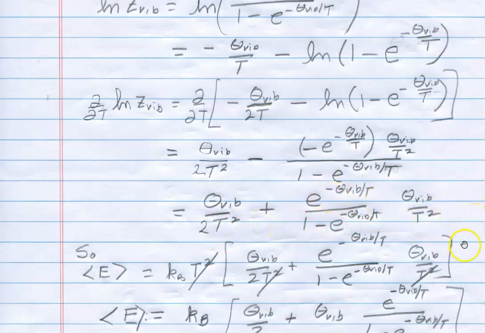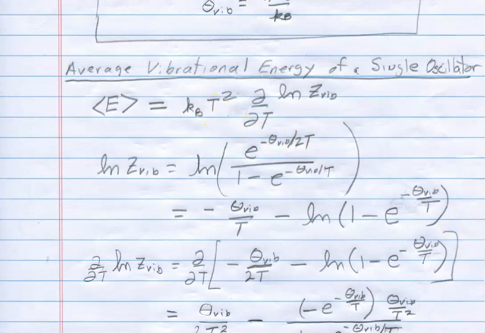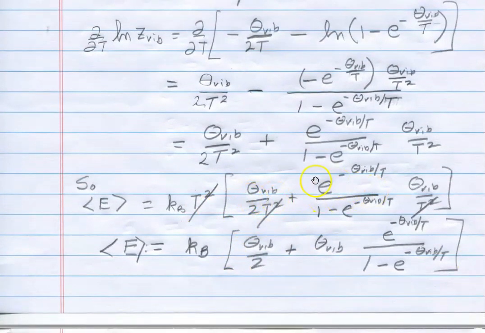And you'll notice, having written it out, that I can now plug this in for the partial derivative of the log back up here. That's the derivative of that log of z vibration. I get T squareds cancel, which is nice, and I get that the expectation value of a single particle is theta vibration over 2 plus theta vibration e to the minus theta vibration over T, over 1 minus e to the minus theta vibration over T.